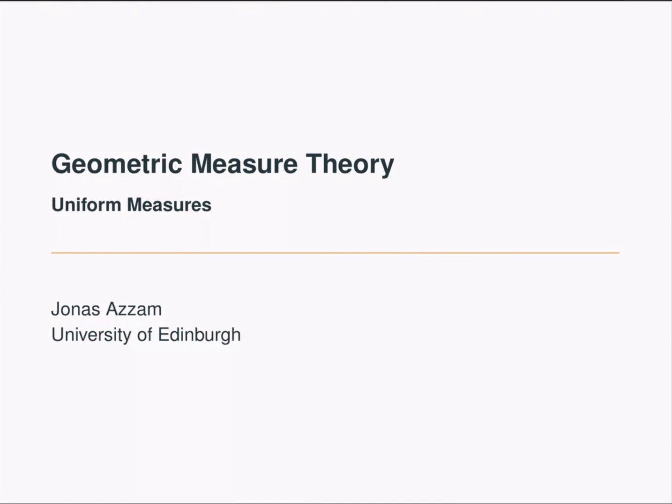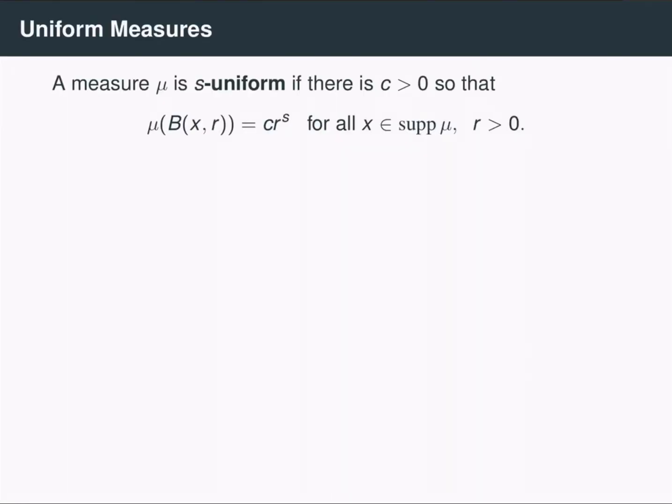When the densities of a Radon measure exist almost everywhere, then the tangent measures belong to an interesting class of measures called uniform measures. In this video, we'll give an overview of what these are and some examples of what they look like. Simply put, a measure mu is said to be S-uniform for some non-negative number S if the measure of any ball centered on its support is equal to a fixed constant times the radius of the ball to the power S.